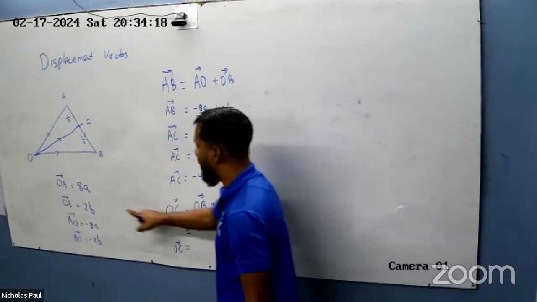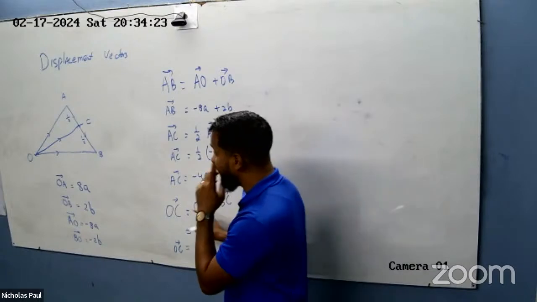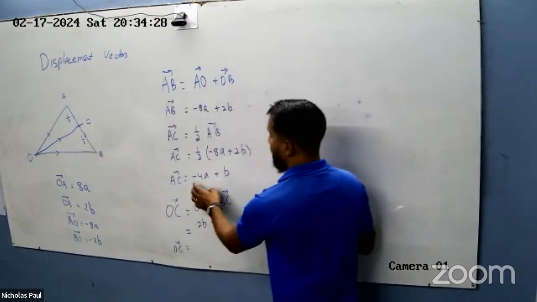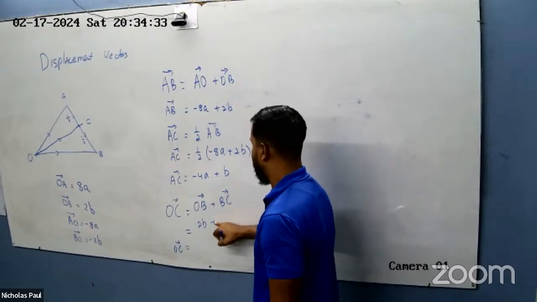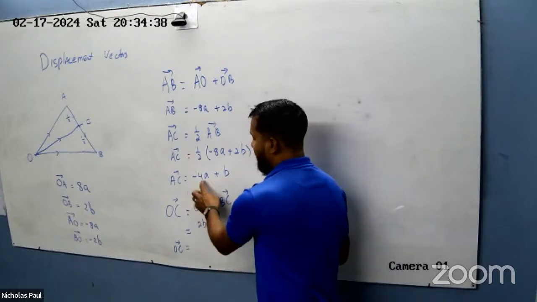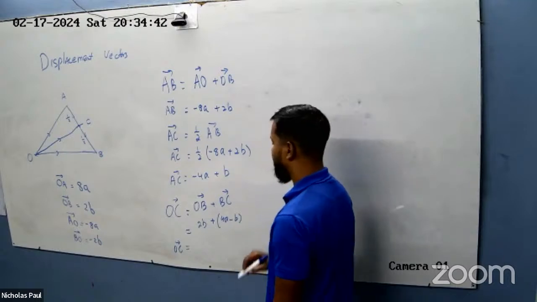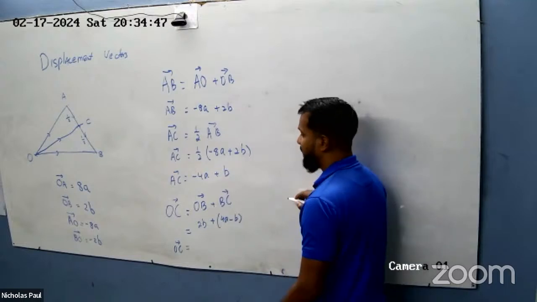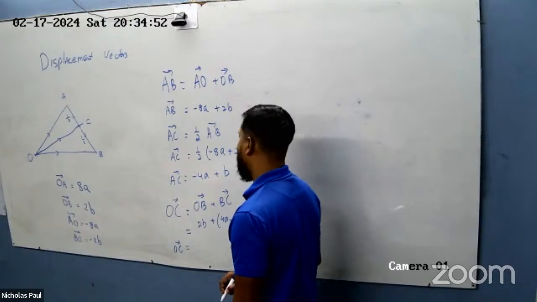O to B, I have it already. But B to C is half of this, right? But in the opposite direction. So it will be the same value, but you have to change the signs here. So instead of minus 4A plus B, it will be positive 4A minus B. That's okay? You have to change all the signs. And then you work it out.